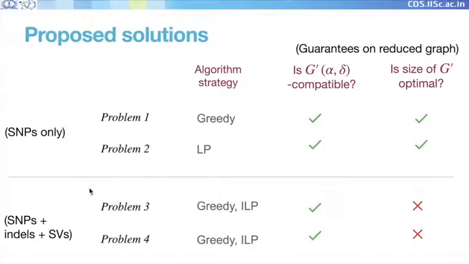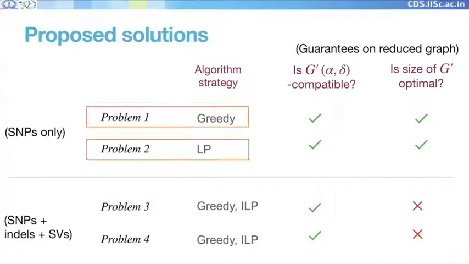Now, these problems become challenging when we consider SNPs, indels, and structural variation. In this case, we proposed conservative heuristics using greedy and integer linear programming methods, which ensure alpha delta compatibility of the output graph, but it's not necessarily optimal. So the size of the returned graph in these 2 cases is not necessarily optimal. In the interest of time, I'll only discuss the greedy and LP solutions for the first 2 problems, and the remaining solutions can be looked at in the paper.